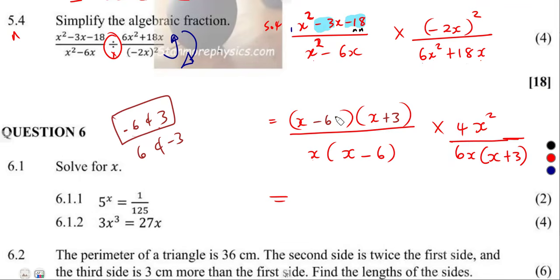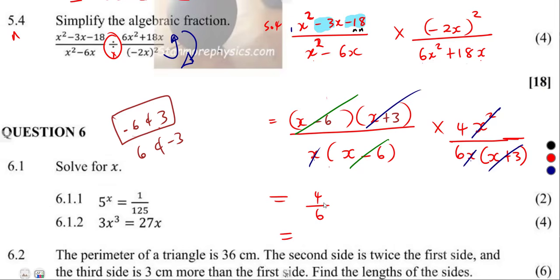So in our case, x minus 6 and x minus 6 can cancel. X plus 3 and x plus 3 can cancel as long it is the numerator to the denominator. All right. So in this case, we've got x times x, it's x squared. So it's going to cancel with this x squared. So you're left with what? 4 over what? 4 over 6. In the numerator, guys, you're left with 4. In the denominator, you're left with what?